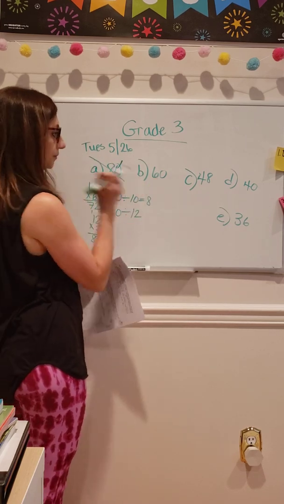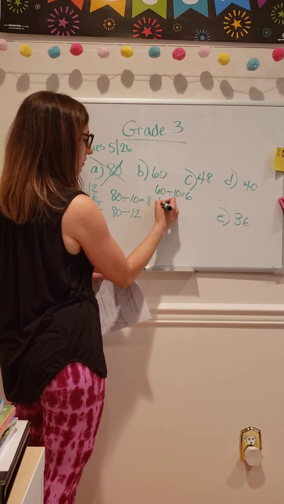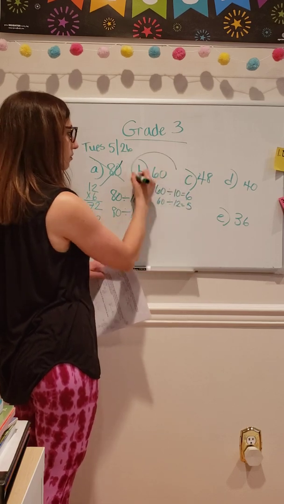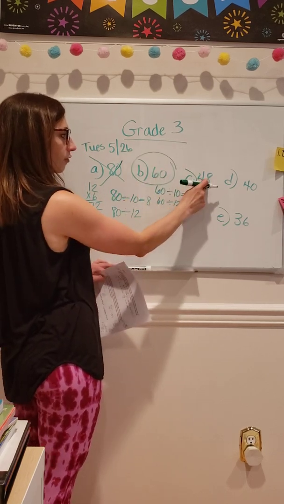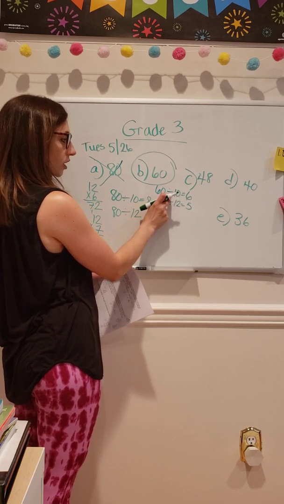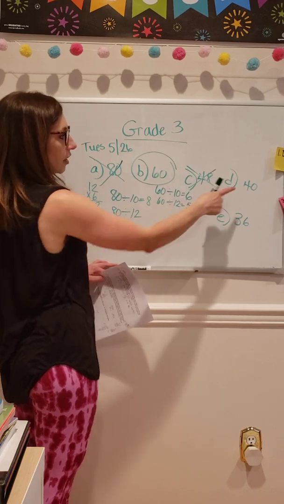Let's try B. So 60 divided by 10 is 6. 60 divided by 12 is 5. So that one definitely works. 48. Now I know I'm not going to be able to divide it by 10 because 10 times 4 is 40 and then have 8 left over. So I'm not going to use that one.